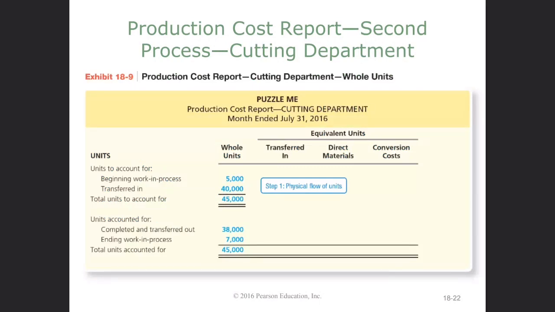So here we're looking at a production cost report. We have our units to account for and our units accounted for. Units to account for, we have beginning work in process of 5,000. We transferred in 40,000. So our total units to account for, adding those together, gives us 45,000. Our units accounted for, we've completed and transferred out 38,000. Our ending work in process is 7,000. So our total units accounted for is 45,000.